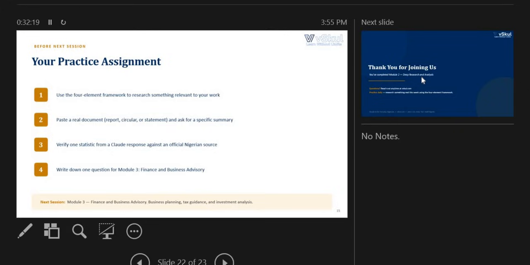Now, your practice: one, use the 4-element framework to research something relevant to your work. Two, paste a real document that you want Claude to summarize for you, whatever it is, just for purpose of learning. Then three, verify one statistic from a Claude response against an official Nigerian source, just as a way of also learning to be sure that you're getting the right report. Then finally, write down one question for module 3, which of course is finance and business advisory. We're going to talk about this in our next session, which is coming up next Saturday.